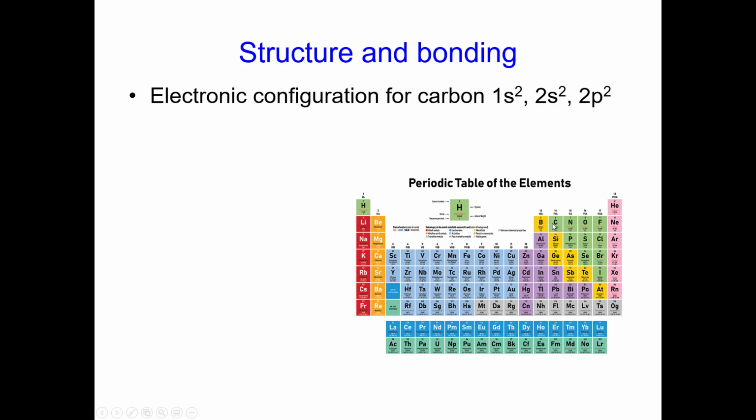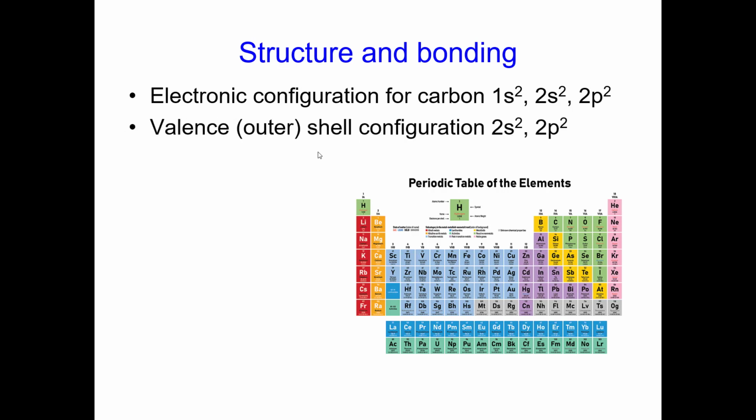If we were to look at the electronic configuration for fluorine, for example, it would be 1s2, 2s2, 2p, 1, 2, 3, 4, 5, 2p5. Okay, for neon it would be 1s2, 2s2, 2p6. Okay, so just working your way through the periodic table. But anyway, we'll go back to carbon.